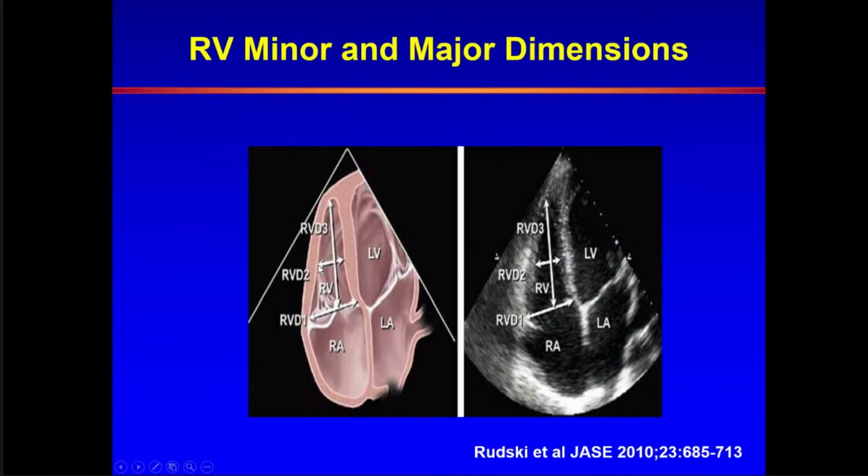Another dimension can be obtained usually at the level of the papillary muscles, midway between that basal dimension and the apex of the ventricle, and the upper limits for that one is 35 millimeters. Lastly, the long axis of the ventricle from the base to the apex, and the upper limits of normal is 83 millimeters.